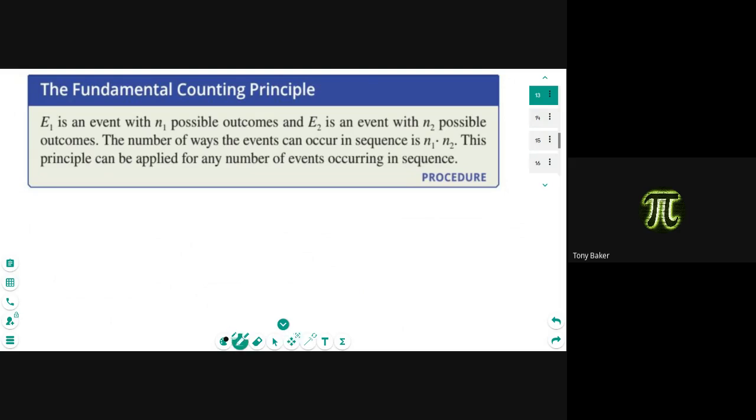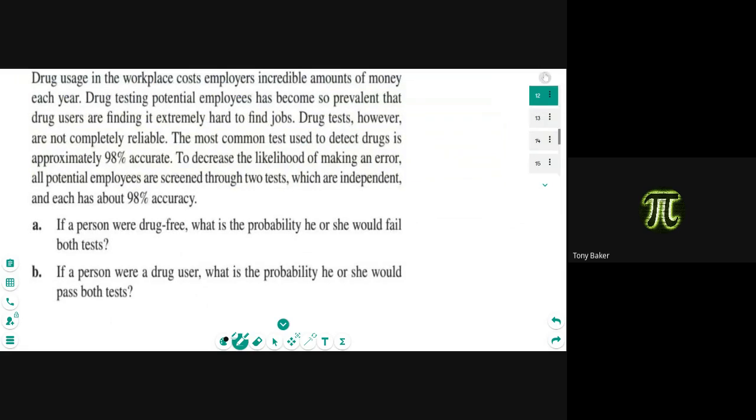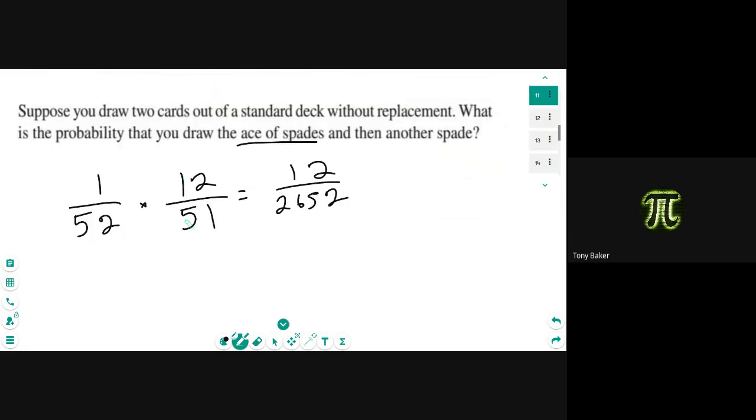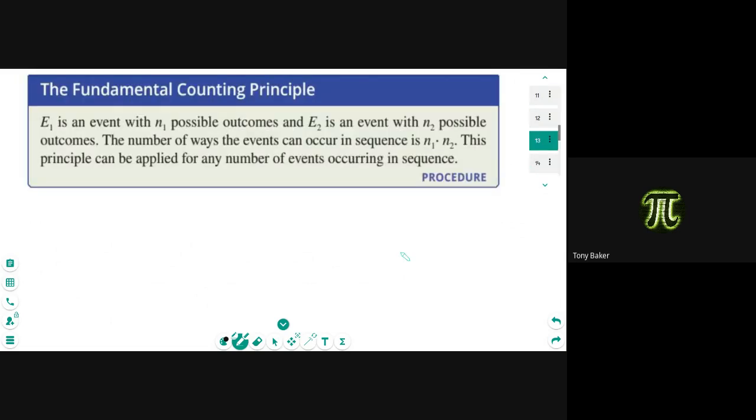So we've looked at being able to find probability, but the bottom number is the most important piece, right? Like when we're looking at this, that bottom number, we need to know how many there were to choose from. So the fundamental counting principle actually allows me to start coming up with how to find the number of options that I have.